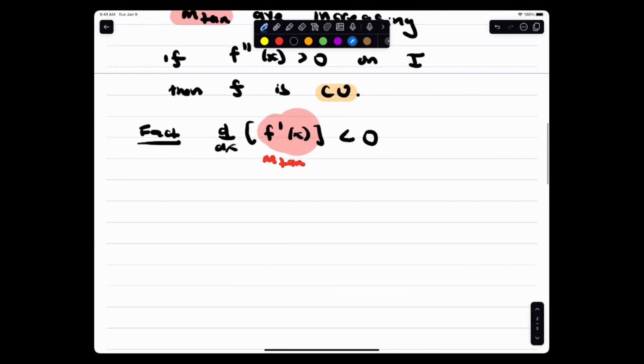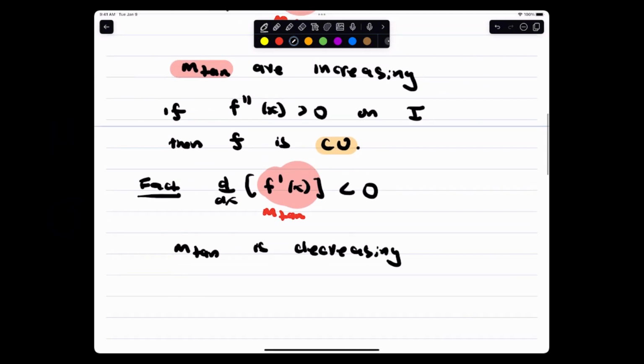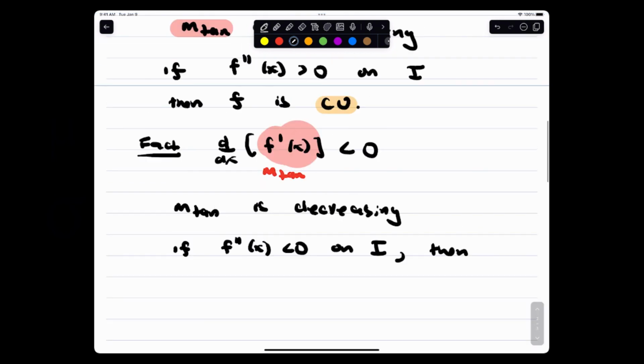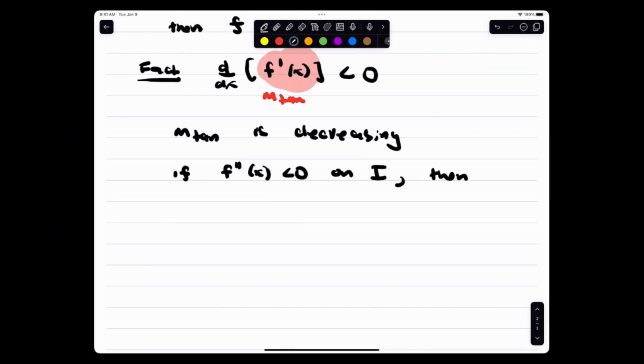Because that's this. This is m. We're saying m tangent is decreasing. So if your first derivative is decreasing, that's what we're saying. The derivative of the first derivative is the second derivative. If that is negative on an interval I, then f is concave down.